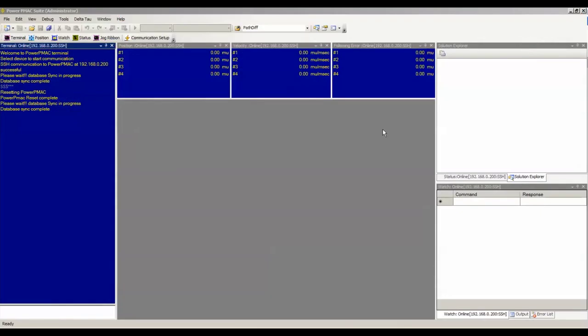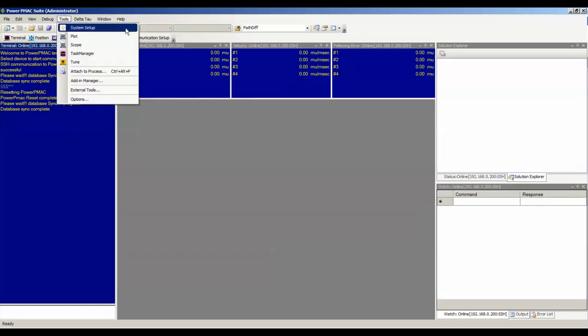This tutorial will demonstrate how to set up a DC brush motor connected to an analog amplifier with the use of the system setup software offered in the Power PMAC IDE. To access the system setup software, click on Tools and then System Setup.